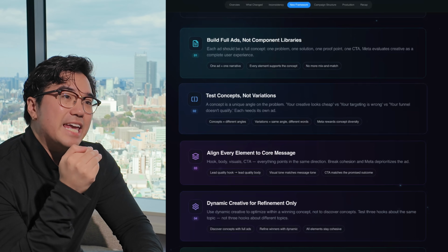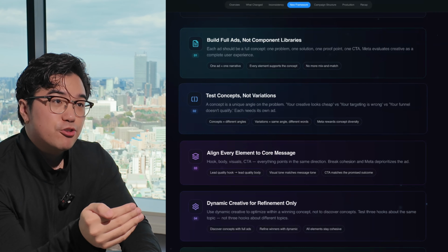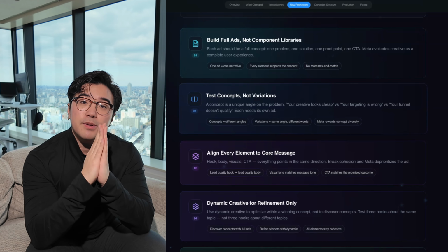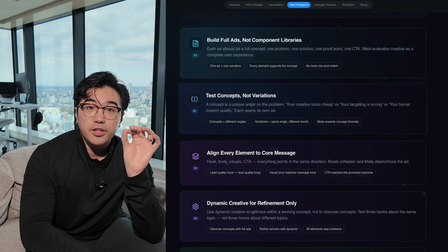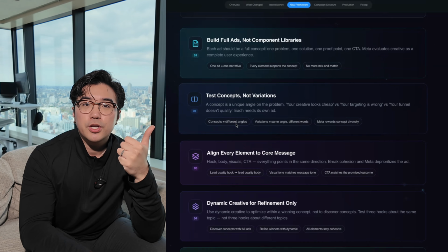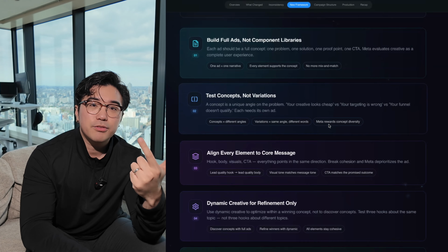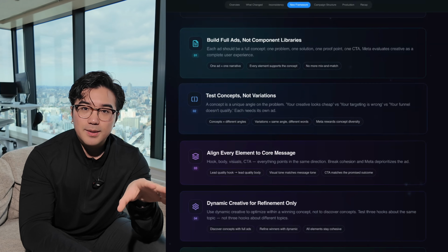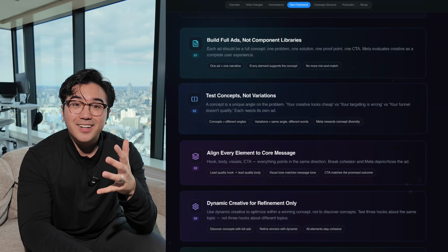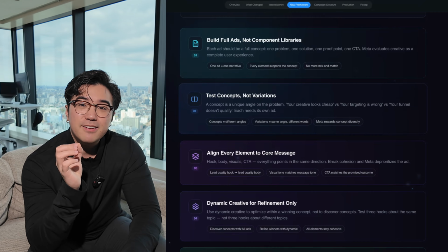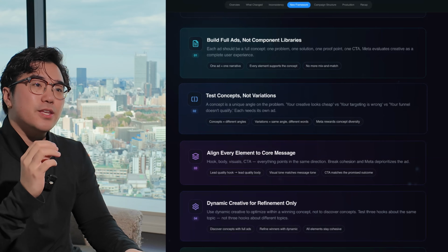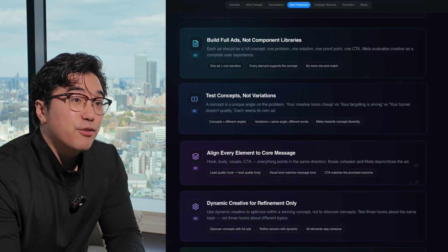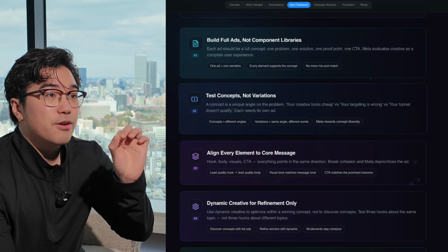Now, a variation is just a different execution of the same concept. If concept number 1 is about creative quality, your variation would be changing the hook from "your ads look cheap" to "your ads don't look premium enough." That's the exact same concept, just reworded. That's not good. Most people are testing variations when they should be testing concepts. And Meta's new system rewards concept diversity, not variation volume.